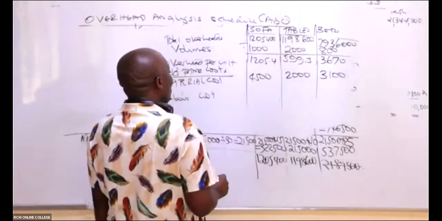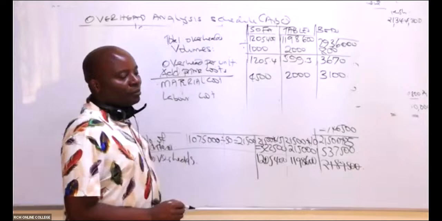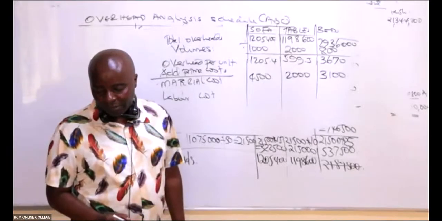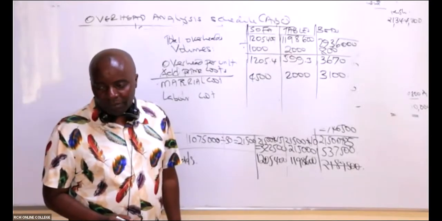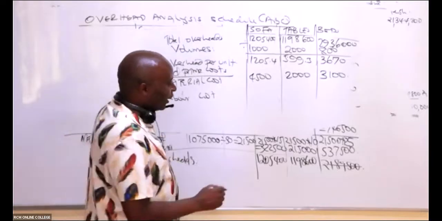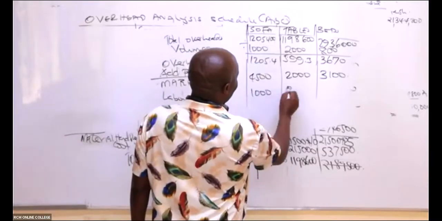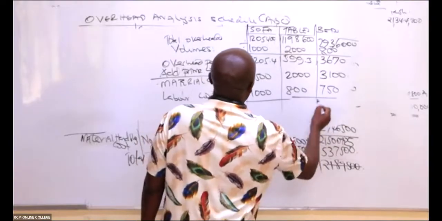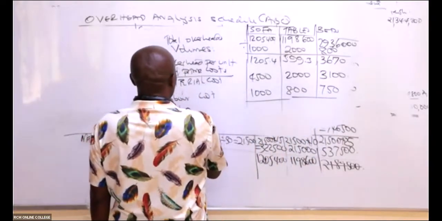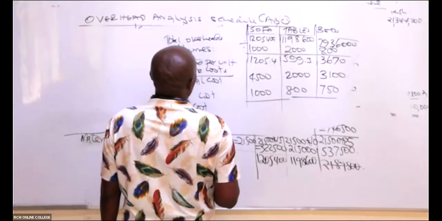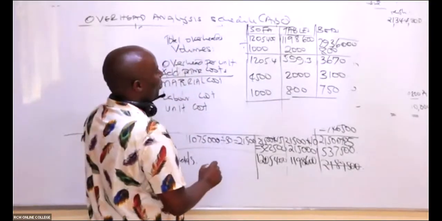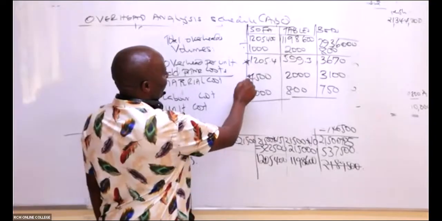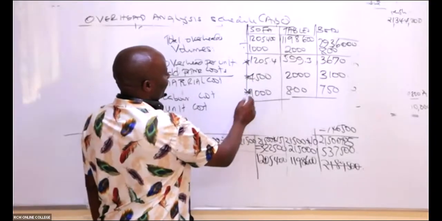And then we go to labor costs. 1,800, 750. That is it. So then we have the unit cost. So now you are adding the overhead per unit plus these prime costs. Then we are at home.